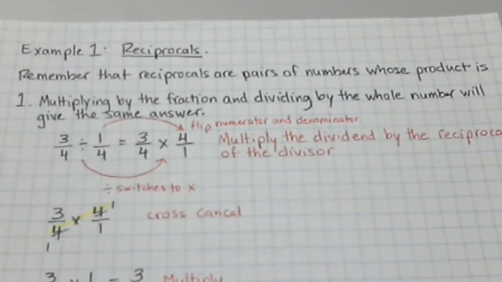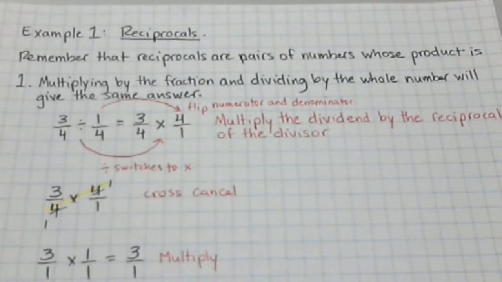Alright, so reciprocals. Let's remember back to yesterday that reciprocals are pairs of numbers whose product is 1. And we remember that multiplying by the fraction and then dividing by the whole number will give you the same answer. The example yesterday was 44 shells divided by 2, which gives us 22, and then we also found out what half of 44 was, which was also 22. And we said that the number 2 and 1/2 are called reciprocals. You basically just flip the number over.